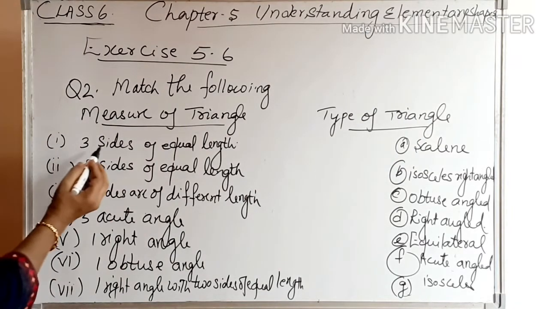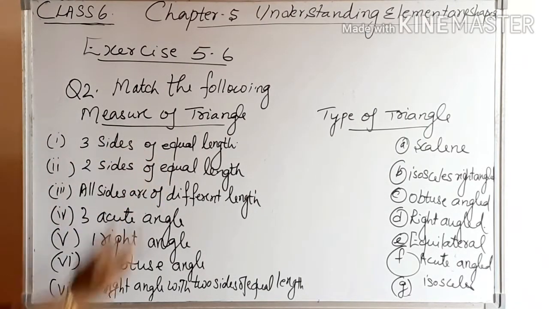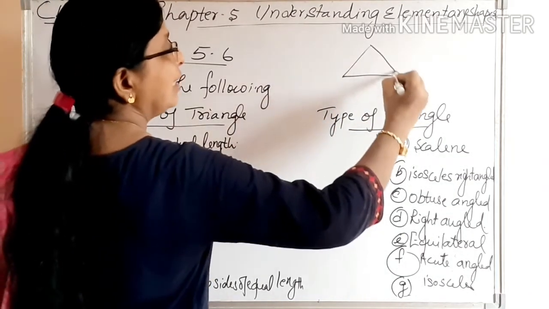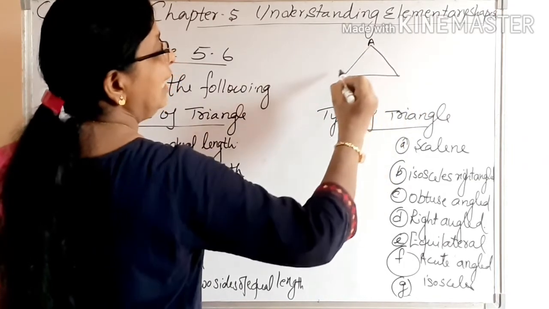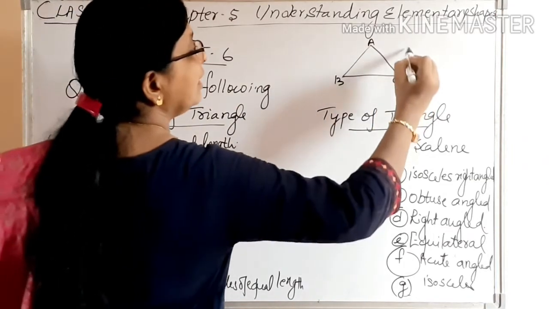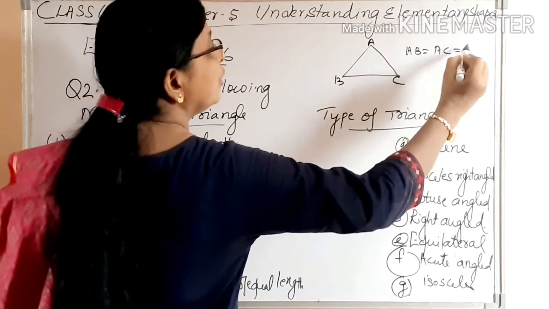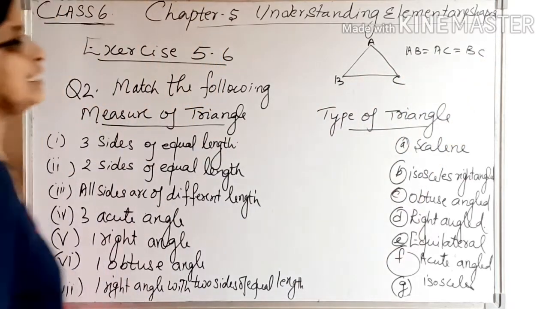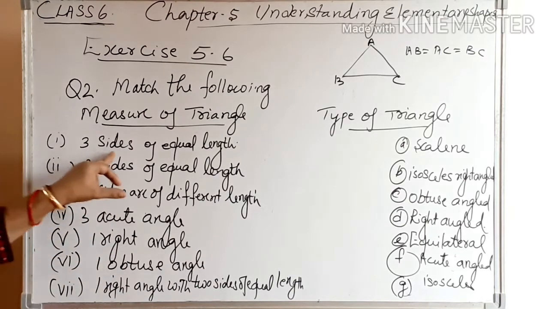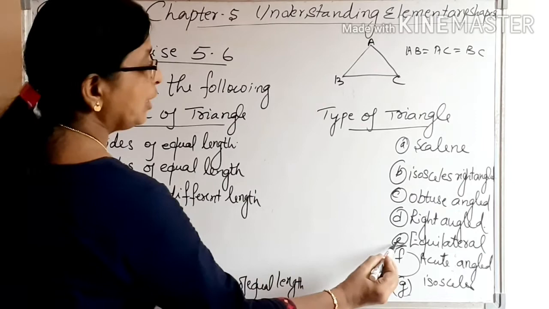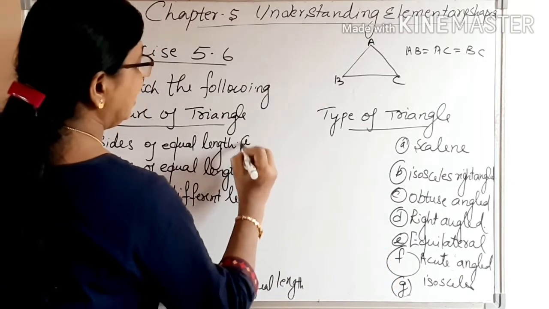First one, 3 sides of equal length. Consider this triangle ABC. Here AB is equal to AC is equal to BC. That is given. All sides are equal. Which kind of triangle is this? Equilateral triangle.